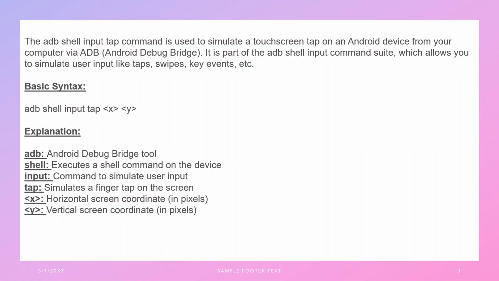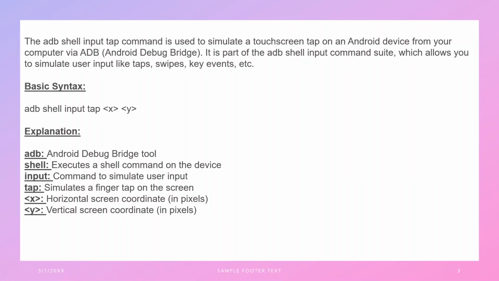Let's go through it briefly. ADB is the Android Debug Bridge tool. Shell executes the shell command on the device. Input is the command to simulate the user input. This is very important: input we have to use, and tap, which is the type of user input we are providing. When you use a tap command, it simulates a finger tap on the screen, and we have to provide two arguments here, X and Y. X is the horizontal screen coordinate, and Y is the vertical screen coordinate.